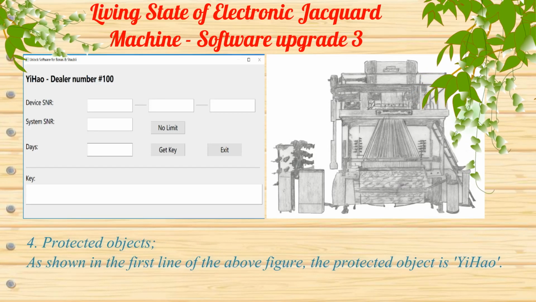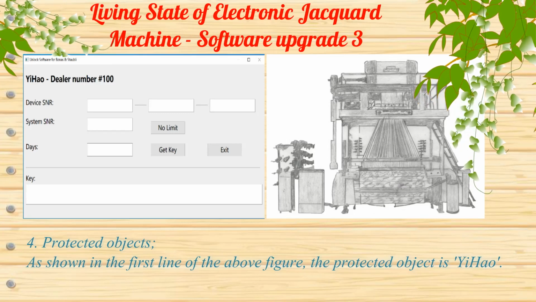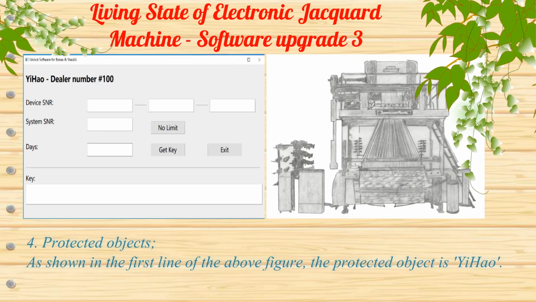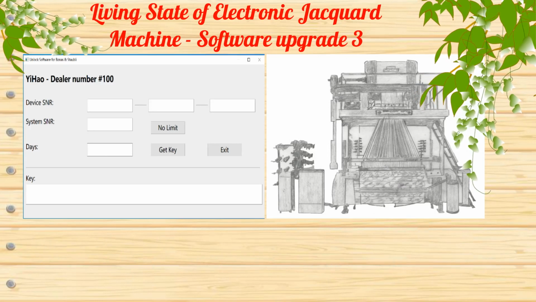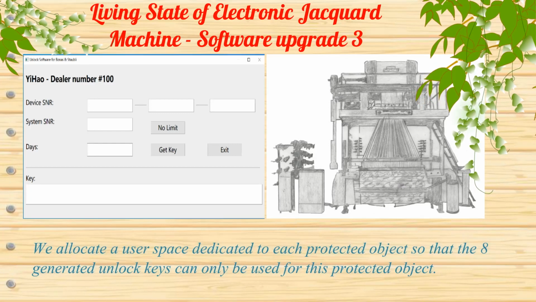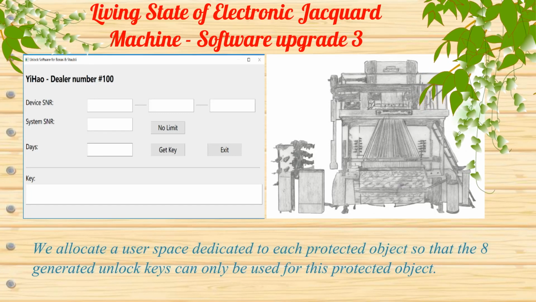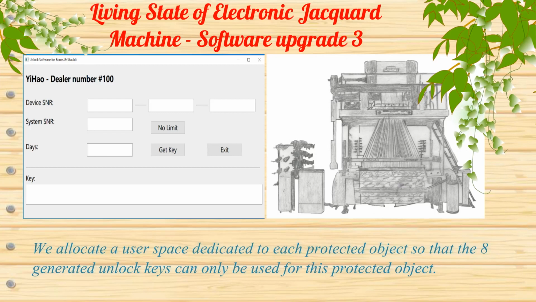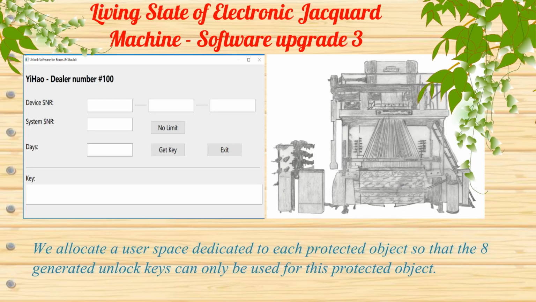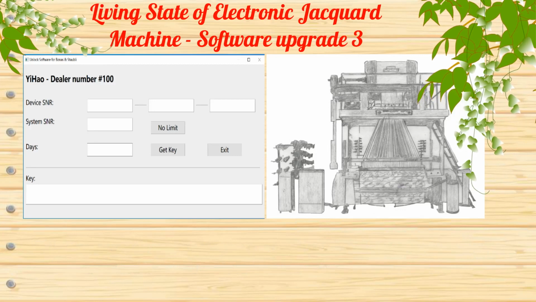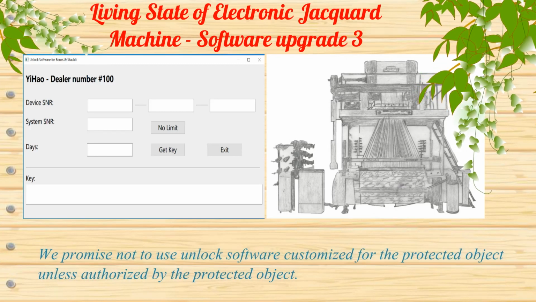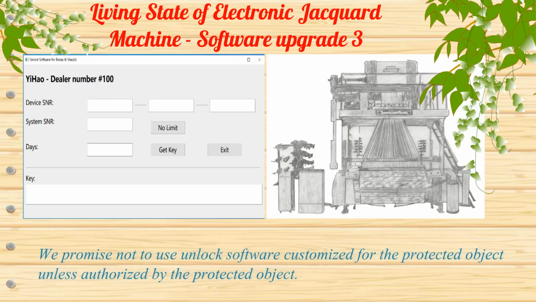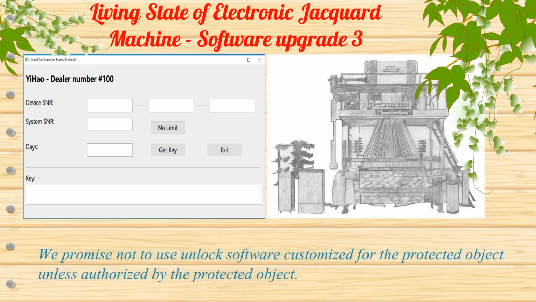Four. Protected objects. As shown in the first line of the above figure, the protected object is YiHao. We allocate a user space dedicated to each protected object so that the 8 generated unlock keys can only be used for this protected object. We promise not to use unlock software customized for the protected object unless authorized by the protected object.